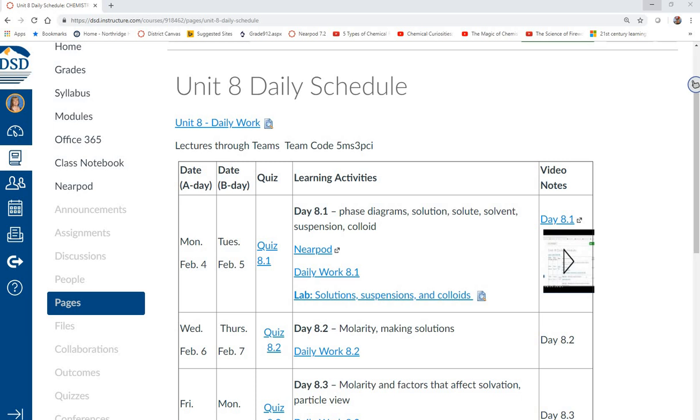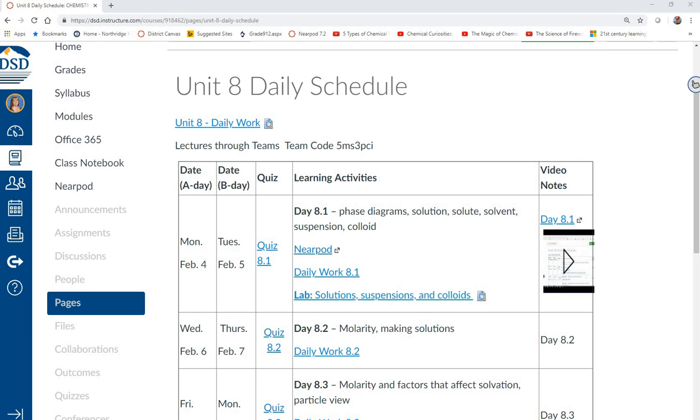Gotta bring the other one back. Okay, so as you're looking at, I'm trying to bring the other team back. Can you guys see where you're supposed to join a team? You go to Teams, okay? Join a team, and then you put the code in. So I'm going to tell you the code again one more time out loud, because it's not very big. 5MS3PCI. So you want to join that team so you can have access to the videos.